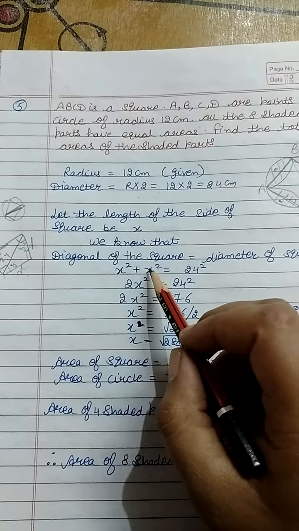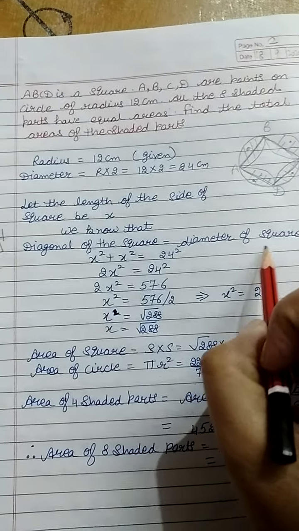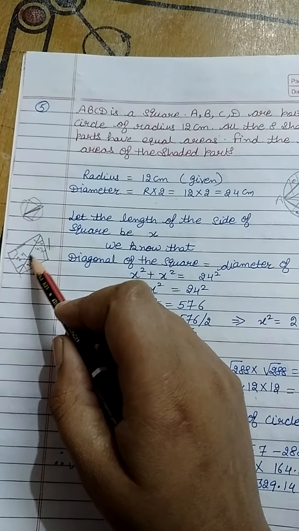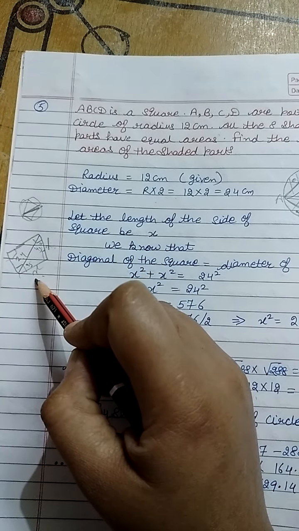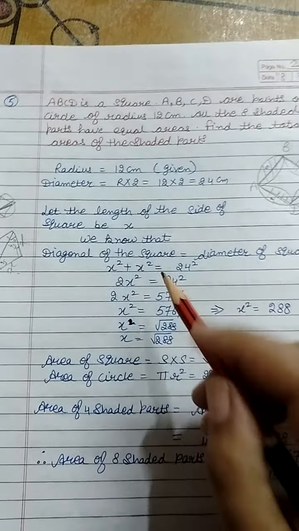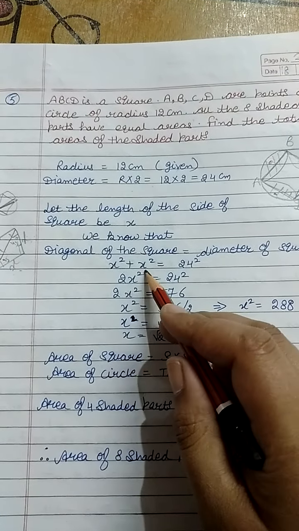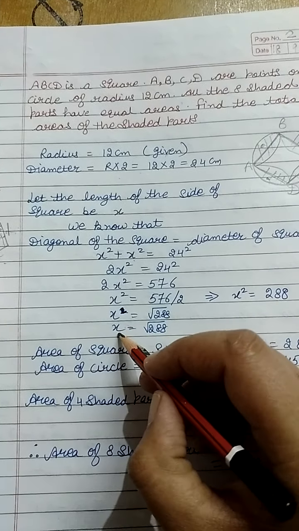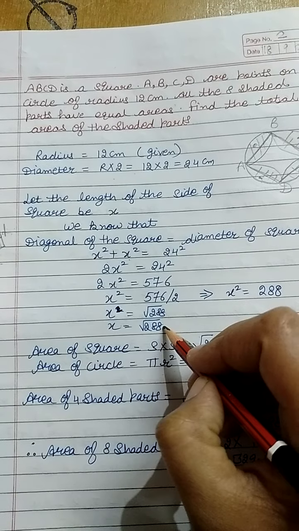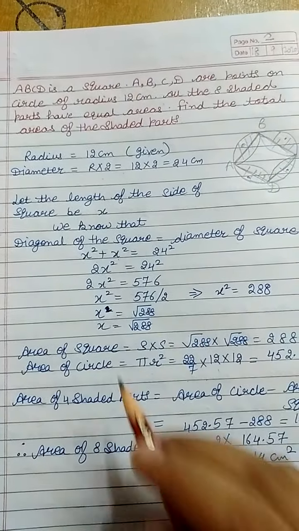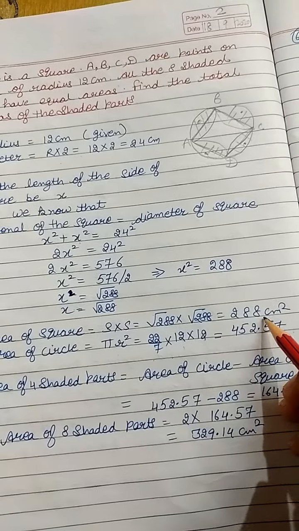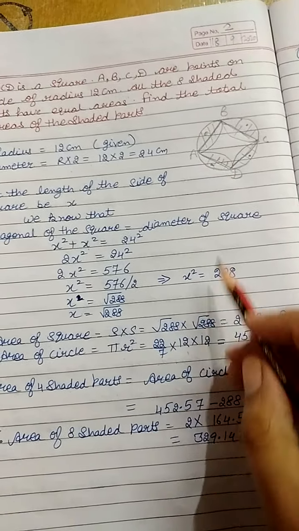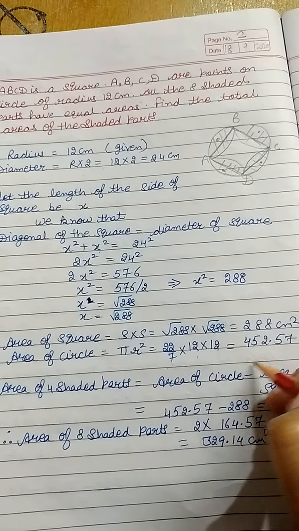And we know very well the diagonal of the square is equal to the diameter of the circle, and we may also consider it as the Pythagoras theorem, means hypotenuse square is equal to base square plus perpendicular square. So here you may see hypotenuse square is equal to base square plus perpendicular square, and this calculation I think you know very well, and afterwards we will get the value of the side of the square. Then what is the area of the square, side into side, that is 288, and we will get the area of the 4 shaded parts: area of circle minus the area of that square.